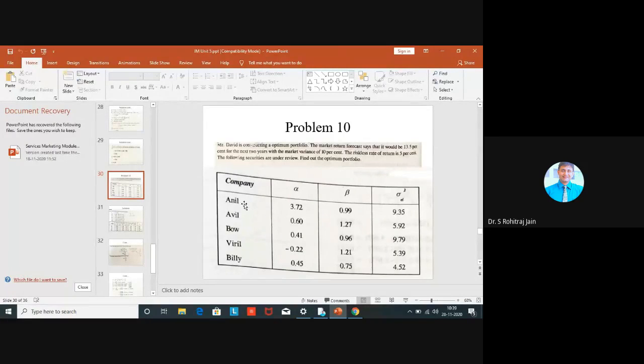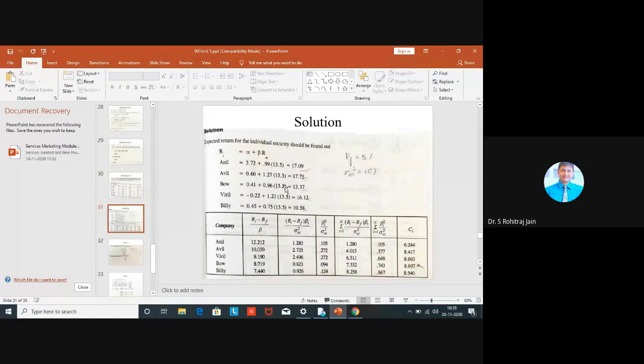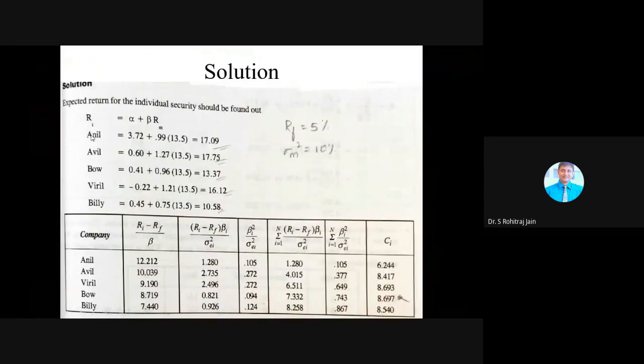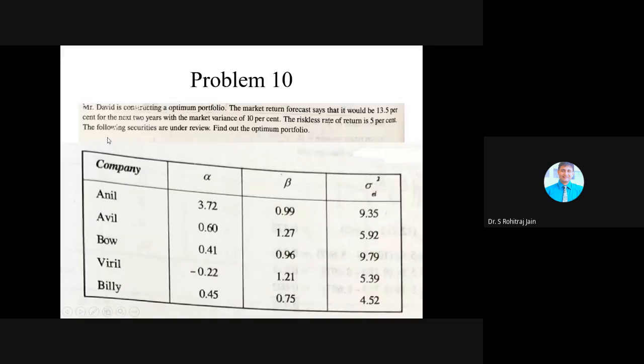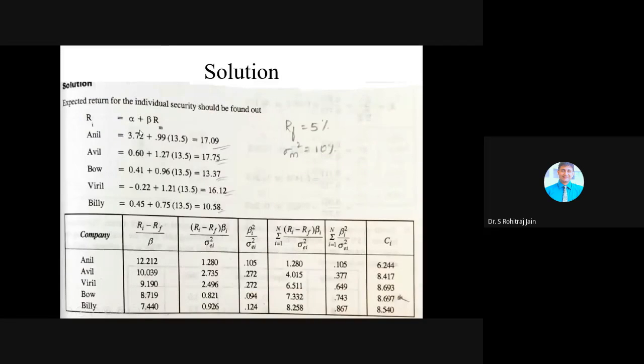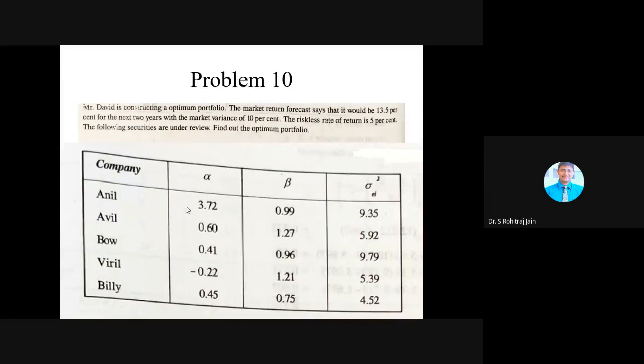So first I'll take here, for the first stock, that is Anil, what they have given in the problem, okay? So how do I calculate the returns? Alpha plus beta into market return. So alpha they have given me, see, that is 3.72. What is there in the table? The second column is alpha. The third column is beta. And the fourth column is residual variance, that is symbolically written as sigma ei square, right?